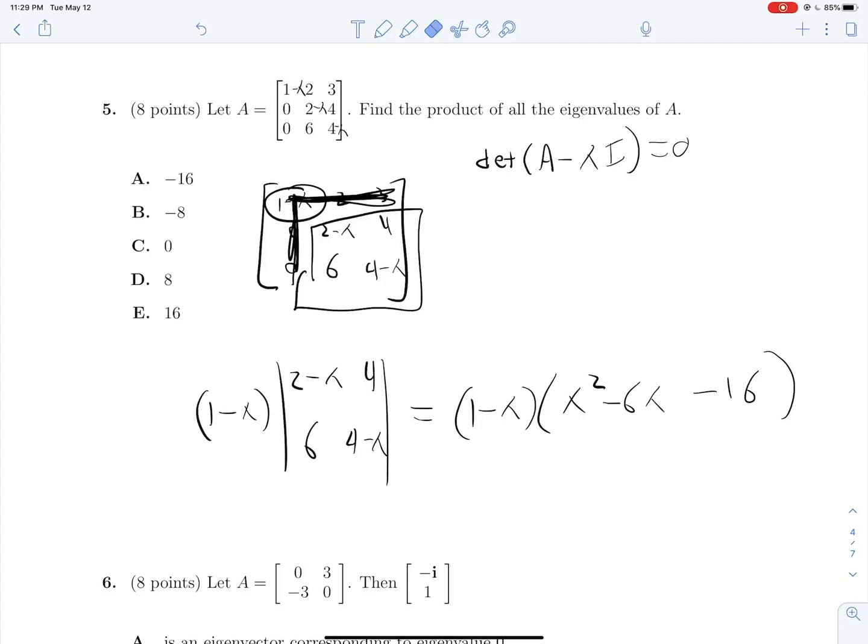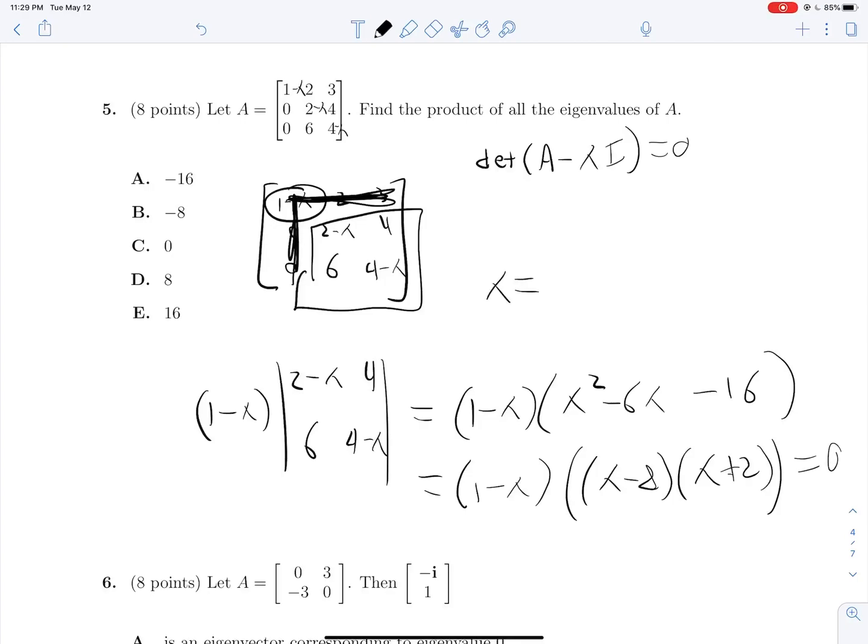We can factor this to be 1 minus lambda multiplied by lambda minus 8, lambda plus 2 is equal to 0. So there are our 3 eigenvalues. We can solve and see that lambda is equal to 1, lambda is equal to 8, and lambda is equal to negative 2. And multiplying all these together, we get negative 16, because all they want is the product of these. So 5 is A.